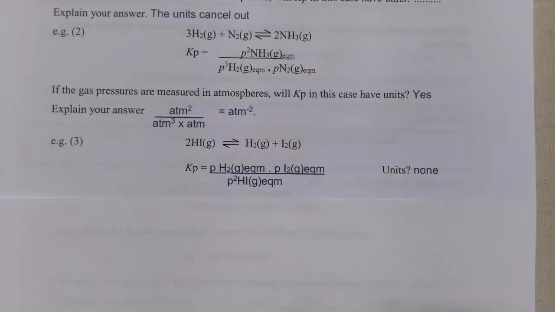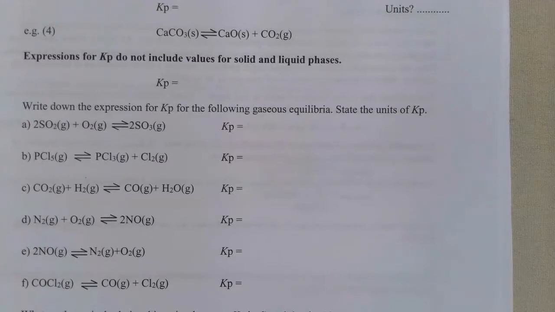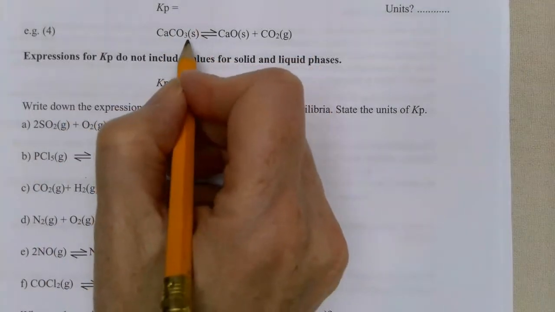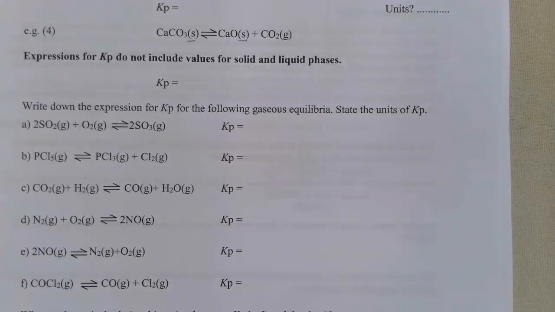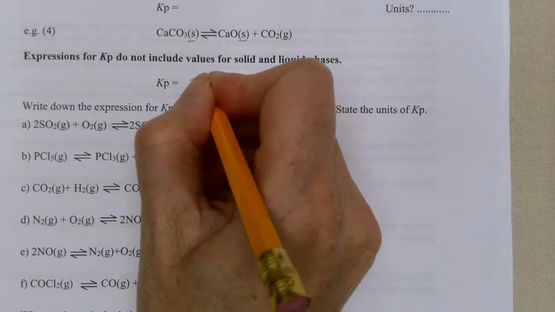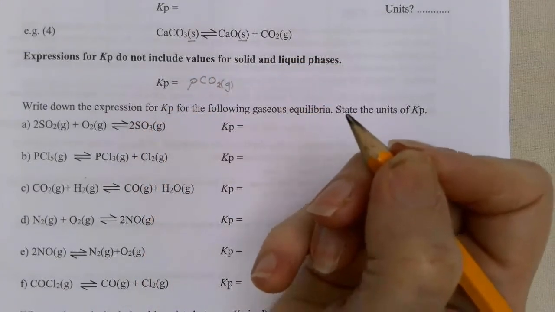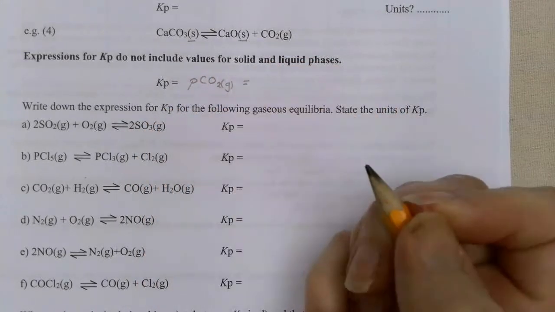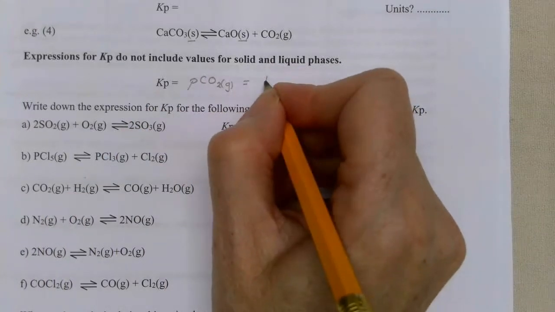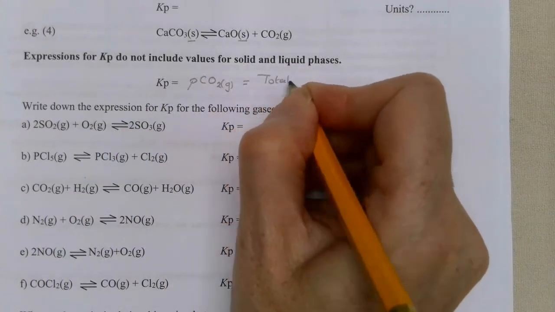Example 4 is one which catches a lot of students out because they forget that solids are not included in a Kp expression. So Kp at this point is just equal to the partial pressure of the carbon dioxide because that's the only gas present. And because it is the only gas present, Kp is equal to the total pressure of the system.